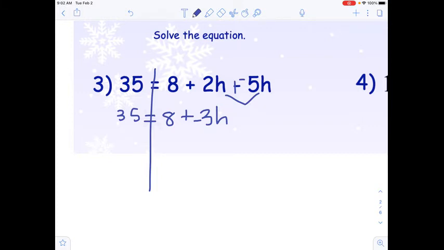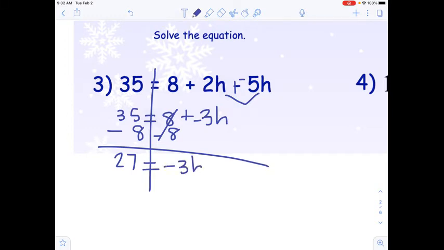Well, here we have a positive 8 as our constant. I need to get rid of that constant. So there's two things you could do here. You can add -8 to both sides because it's good to get into that habit, or you can just subtract 8 from both sides. It's the same thing. 35 minus 8 is 27 equals 8 minus 8 is 0, so those just cancel. And then we just have -3h left.